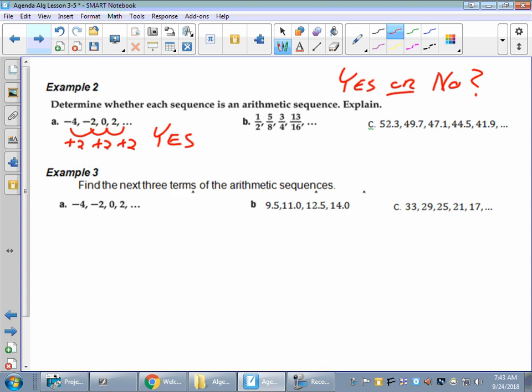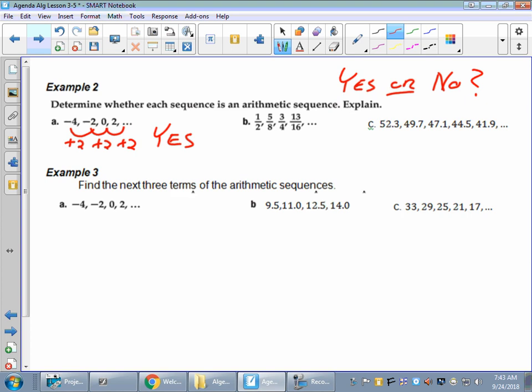Okay, letter B here, well now we got some fractions. So you're going to do some fraction work in your calculators here. What you should do is take the second number and subtract the first one. So 5/8 minus 1/2. Also take the third number, 3/4, and subtract the second number of 5/8. And then the last number, 13/16, and subtract 3/4. Your calculator buttons can somehow do that. If not, you're going to have to find a common denominator on those and try to do it.